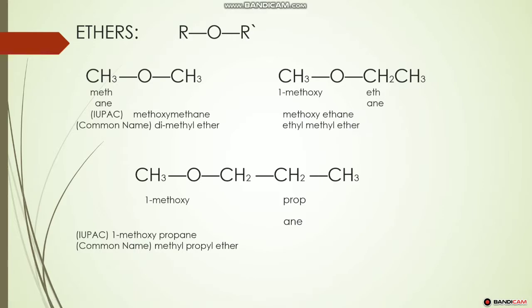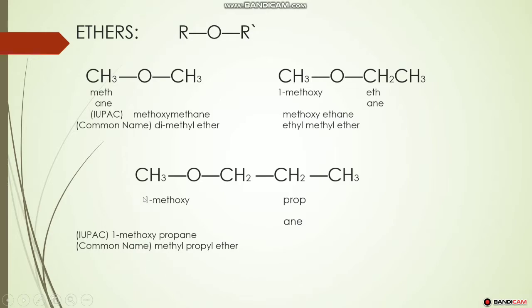For its common name, we will just name all the substituents attached to oxygen. On its left side, we have meth. On its right side, we have eth because it has 2 carbons. Just write yl as the last name and arrange alphabetically. Since eth comes first before meth, the common name will be ethyl methyl ether.